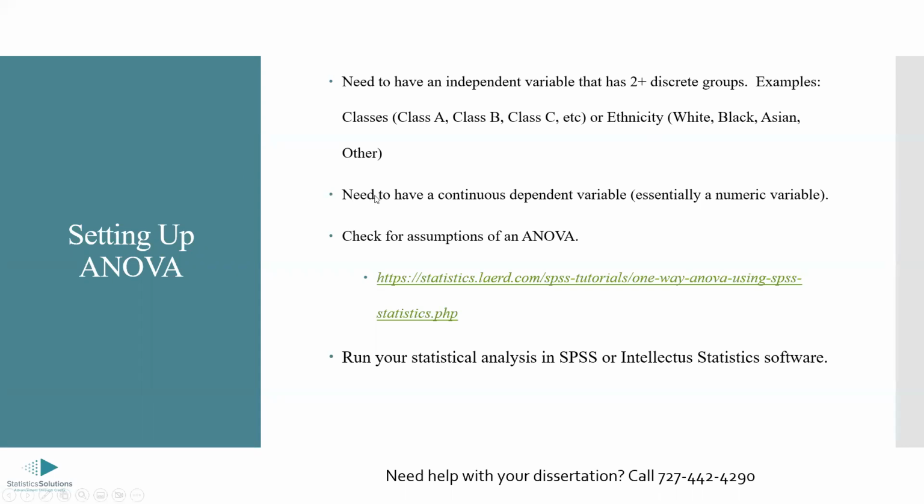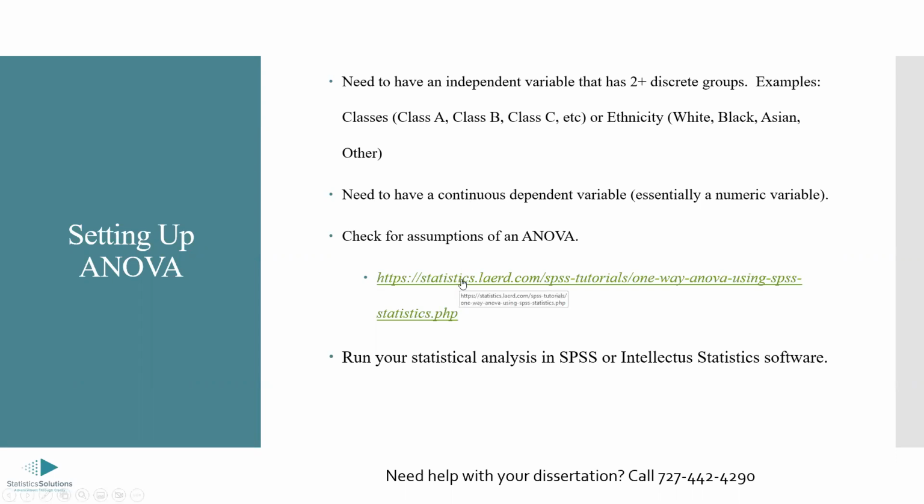Next, you need to have a continuous dependent variable. So this is essentially a numeric variable. It can be a composite score from a Likert scale survey. It could be test scores. Essentially, you need a quantifiable numeric variable to do an ANOVA, and that is your dependent variable.